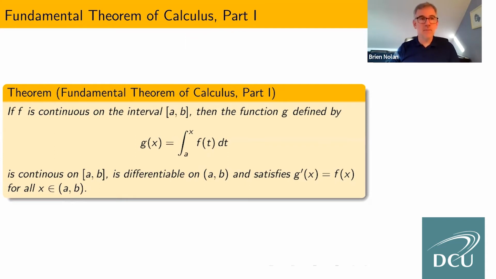That statement tells us that if we start out with a continuous function f on an interval [a, b], we build up the area function g of x given by the integral from t equals a to t equals x of f of t dt. It tells us that that function is continuous, it's differentiable, and really importantly, its derivative is equal to little f. So when we calculate the area under a function between t equals a and t equals x and ask the question, how quickly is the area changing as we move x? The answer is equal to little f.